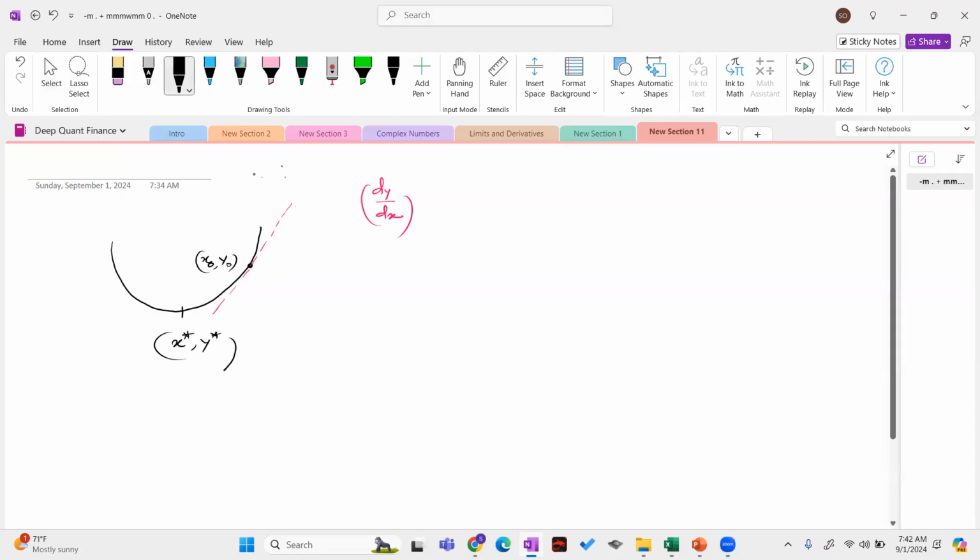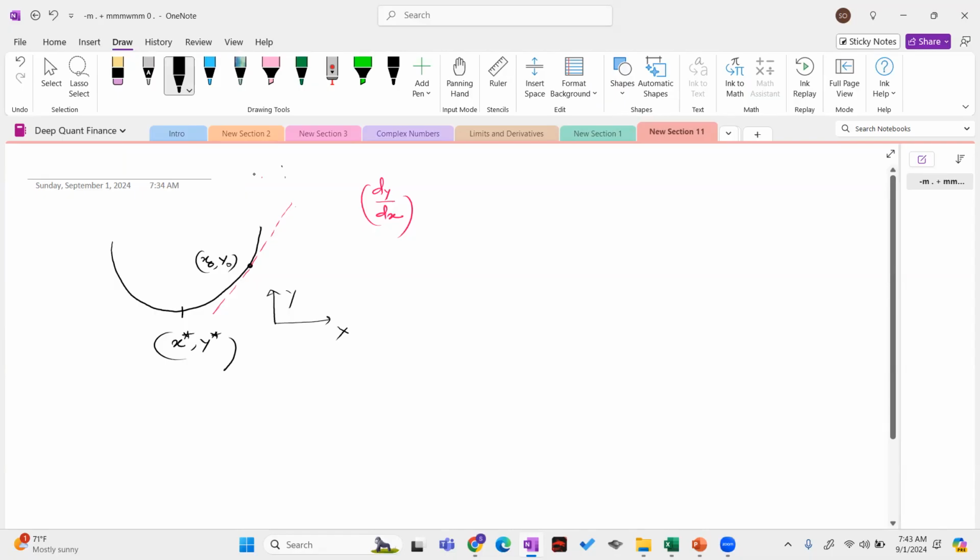At this point, x0, y0, the slope is positive or negative? It's positive, yes. So if it's positive, that means positive slope means what? Positive slope means if I increase x, then y would increase or decrease? At this point, if I increase x, y would increase or decrease? Increase, correct? So this is my x, this is my y.